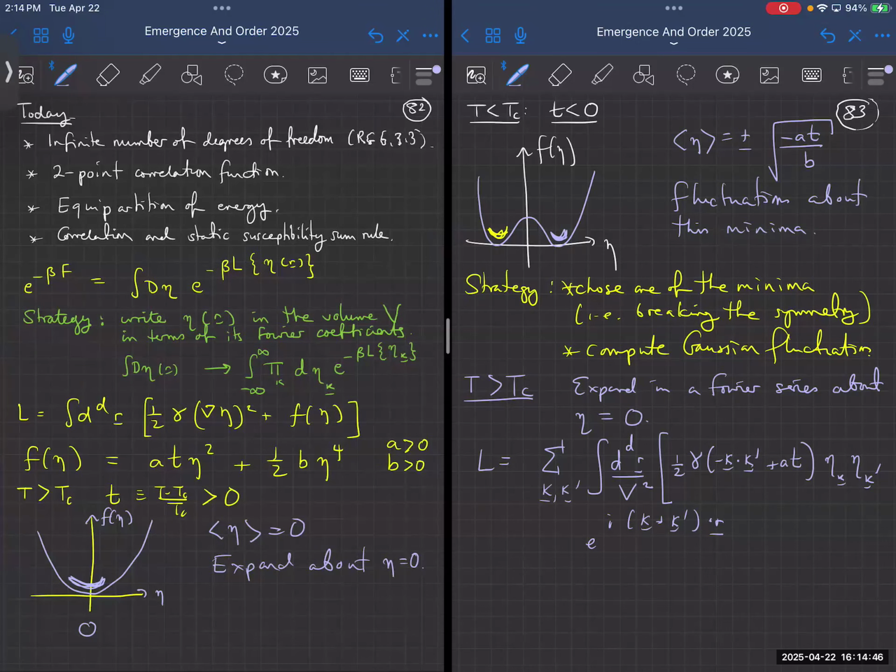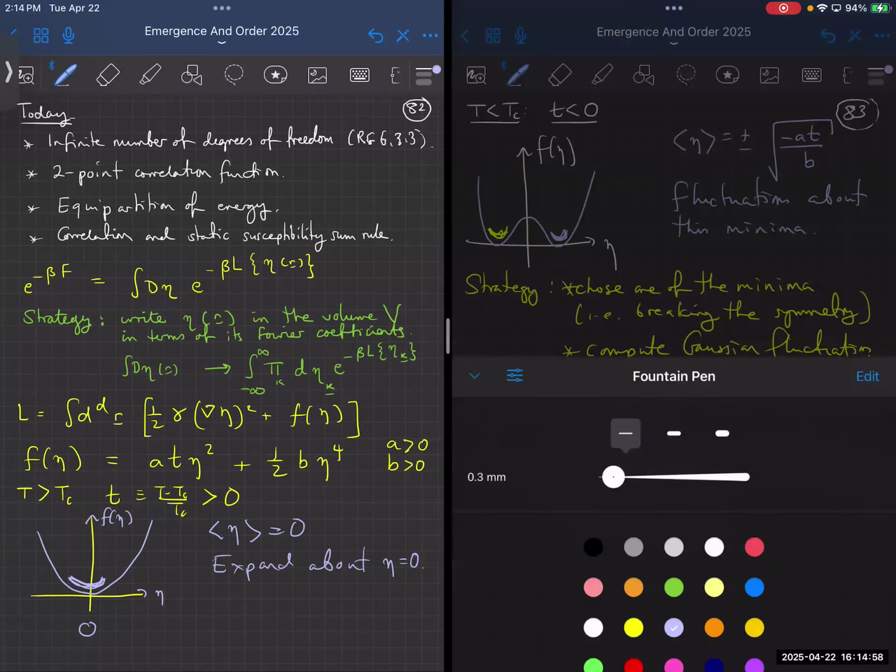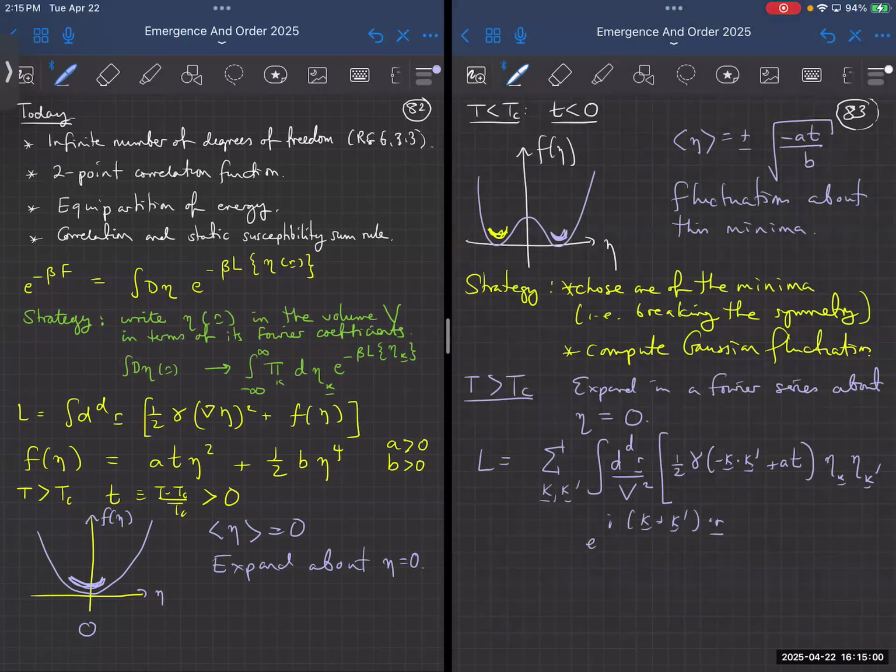Okay, so now we can do this integral. So the integral over r, let's just have a look at where r occurs. So r occurs here, and then the only other place that r occurs is over here in the exponential. So when we do that integral over r, what are we going to get?